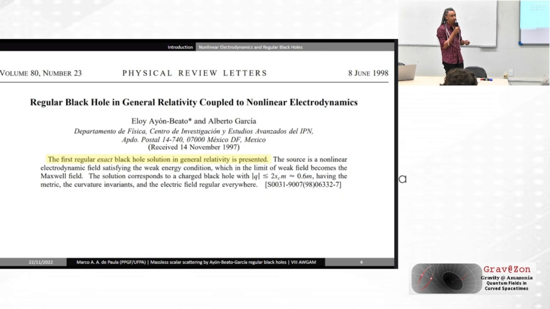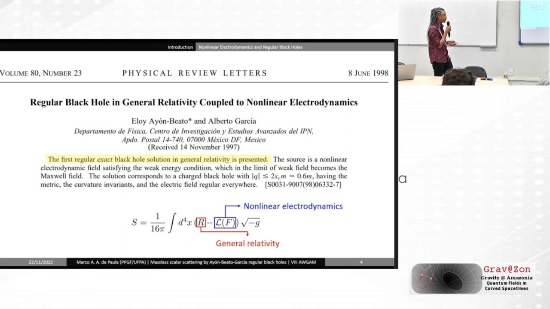So basically, the authors of this work here are Ayón-Beato and Alberto García, considering the minimal coupling between general relativity and a nonlinear electrodynamics model. By solving the corresponding field equations, they were capable of obtaining the first model of a regular black hole. And we basically studied the massless scalar scattering in this context.